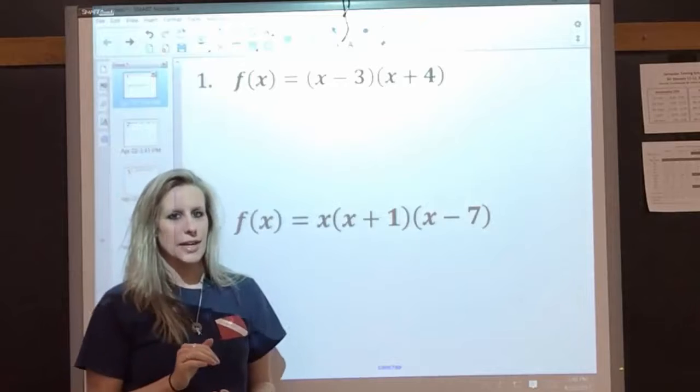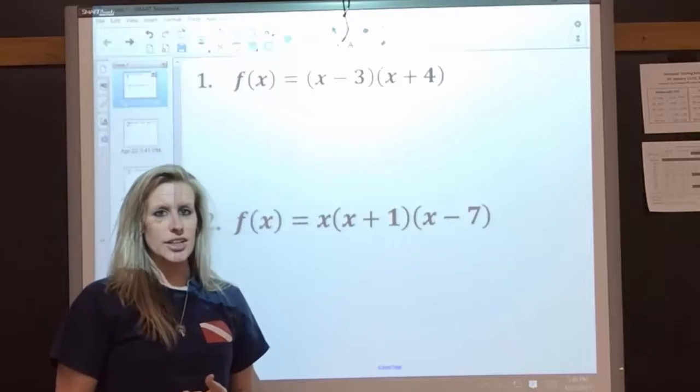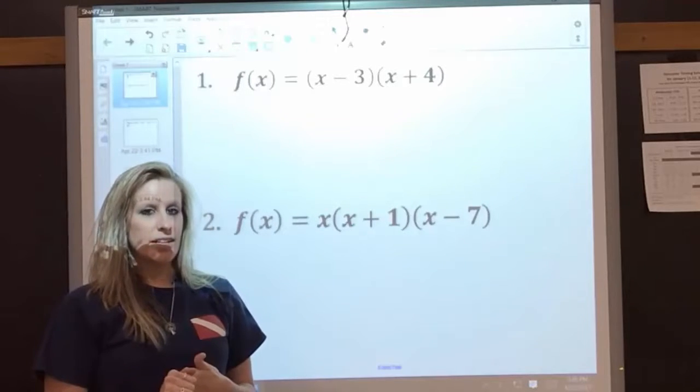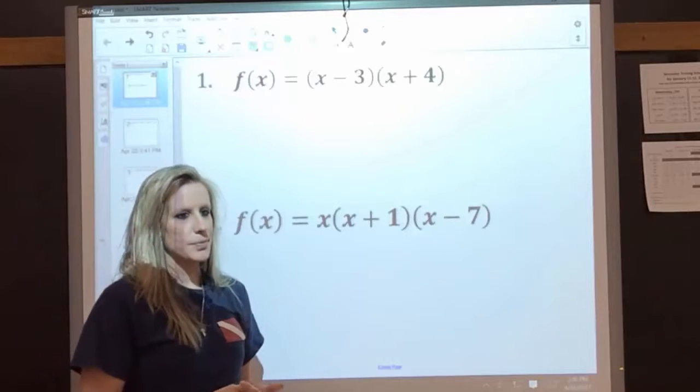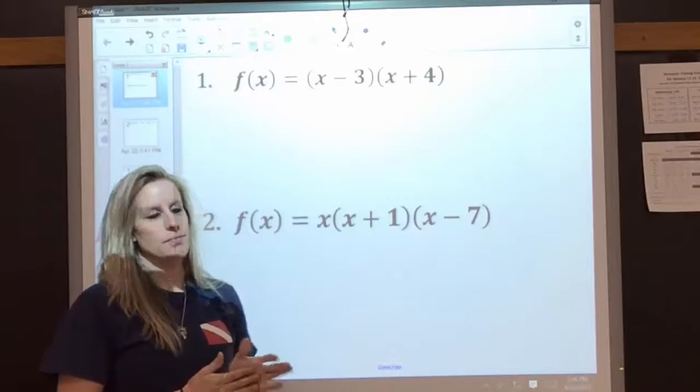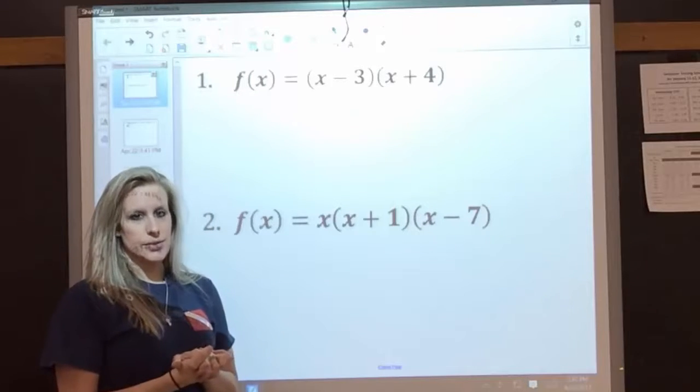Because if you don't know how to find zeros or how to factor, finding the zeros of higher order polynomials is a lot harder, whenever it doesn't necessarily have to be. So today's all about finding the zeros.